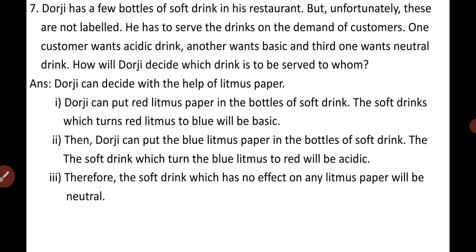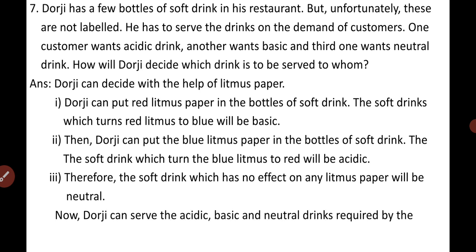You can pause the video and note it down in your science notebook. Next question. Lastly, you can write this: now Dorji can serve the acidic, basic and neutral drinks required by the customers. You can pause the video and note it down from here. Okay, next question now.